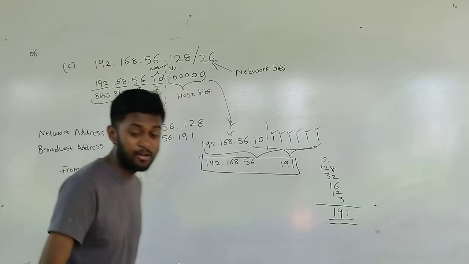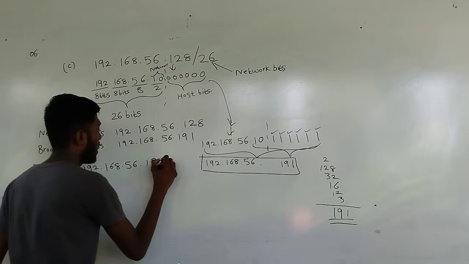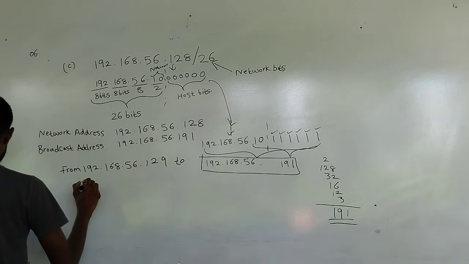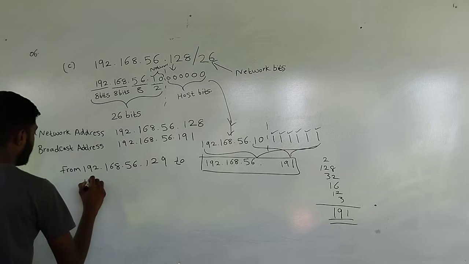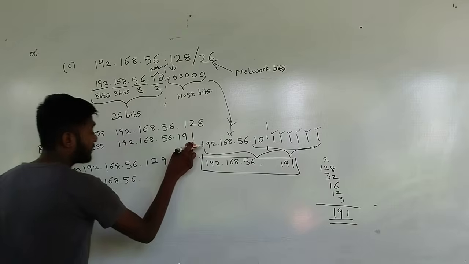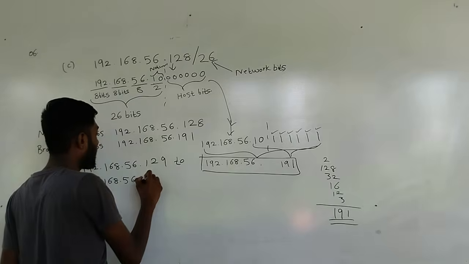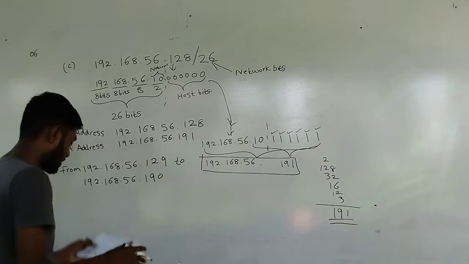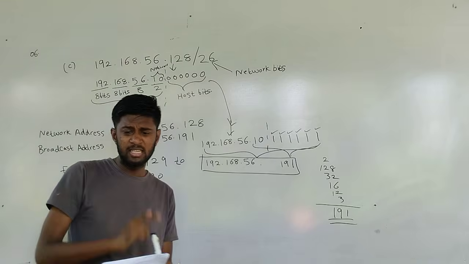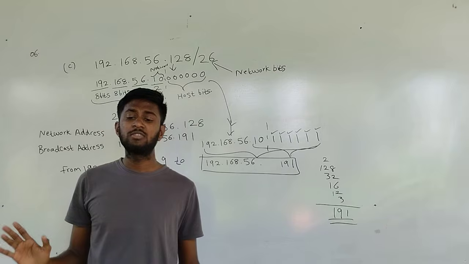192.168.56.128. Can you allocate that for a host? No, that is the network address. 129 to 192.168.56.191 is the broadcast address. So one before that, that is 190, is the usable IP address. So your answer, the examiner is asking for only one.